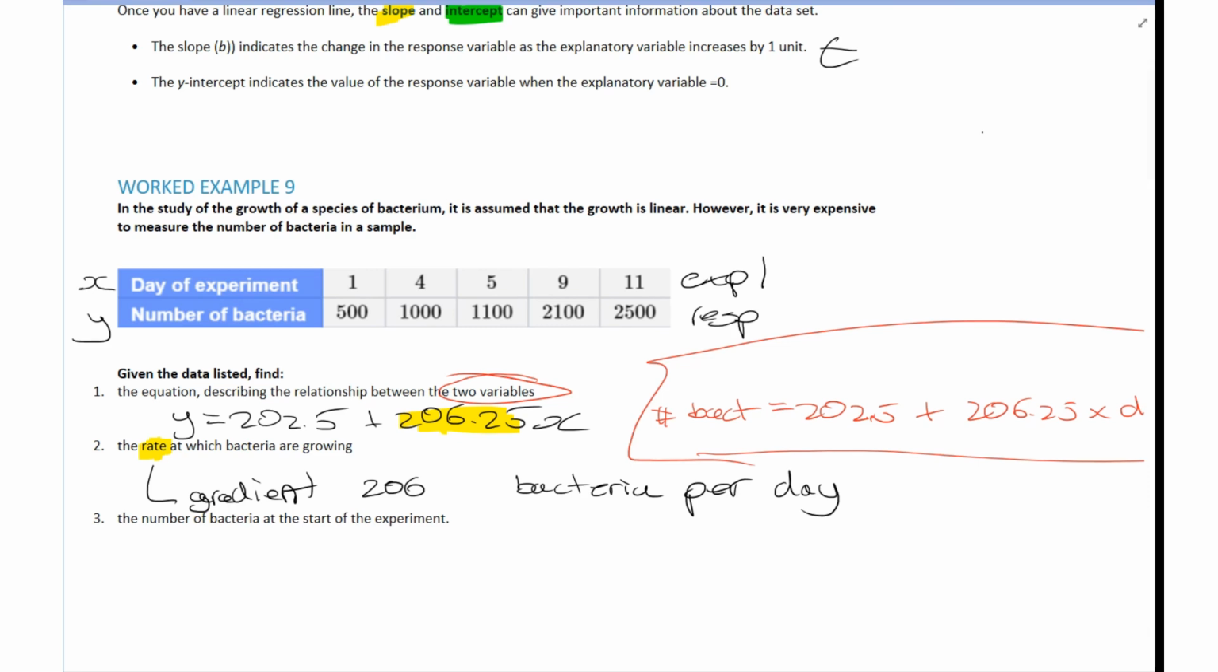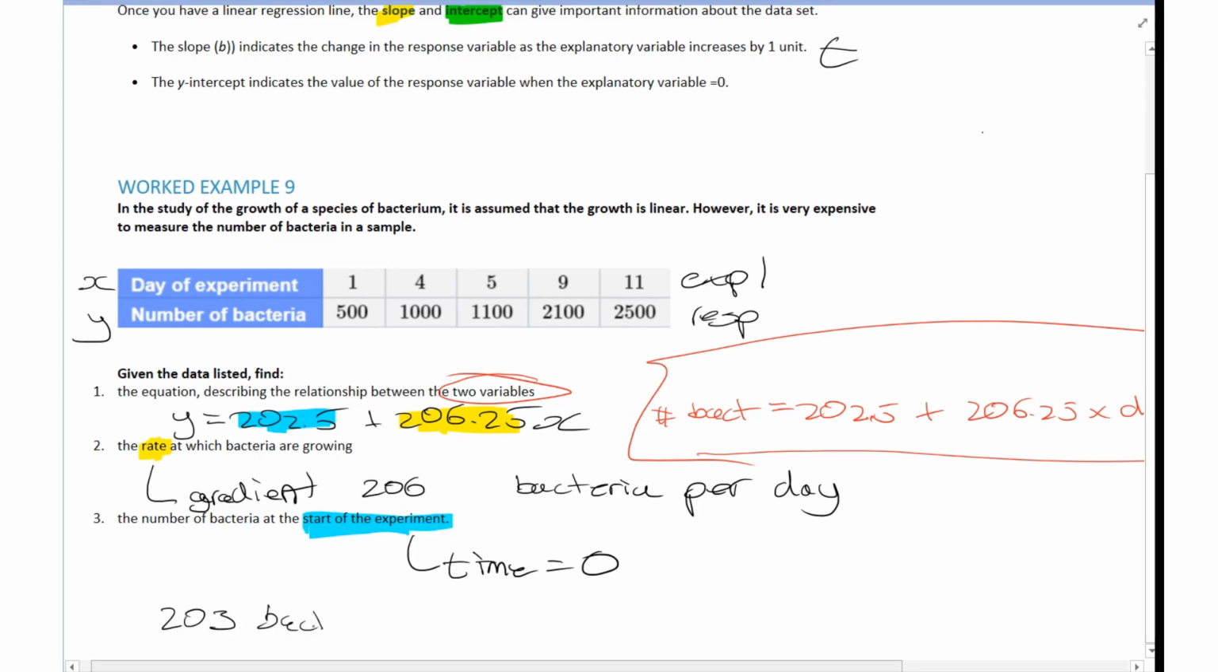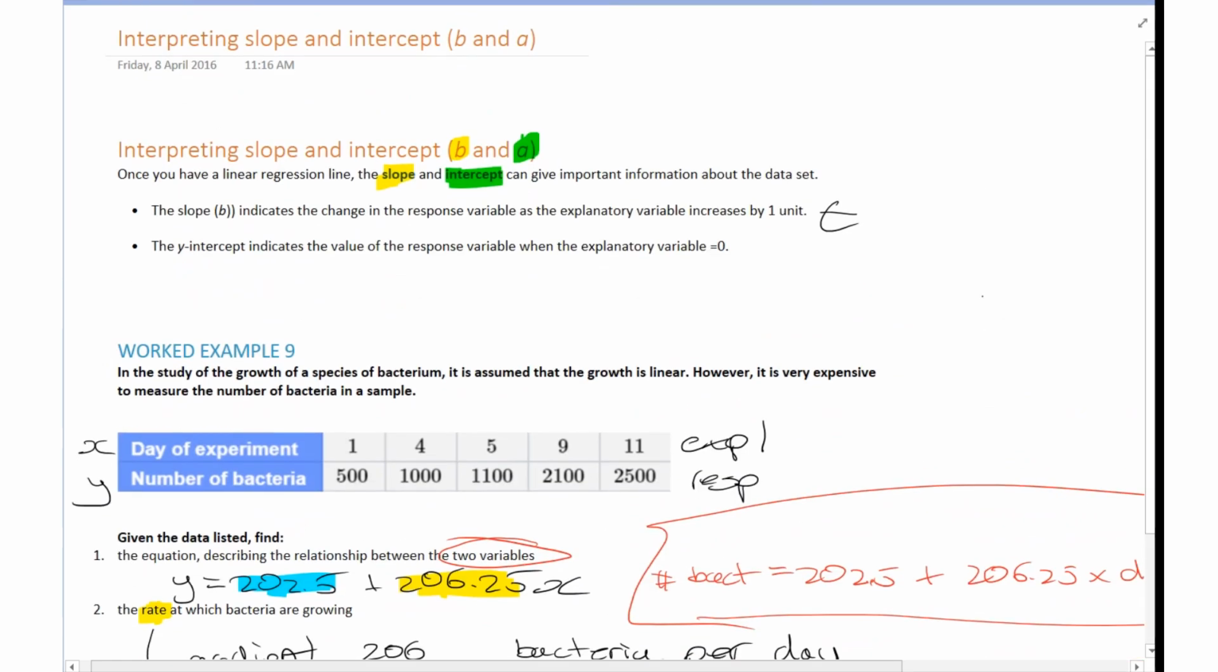Okay, the number of bacteria at the start of the experiment, that's where I'm looking at this value here. The number at the start is saying time equals 0. That's what the y-intercept is telling us. So at the start I'm going to have 202.5, and I've got to round it, so basically 203 bacteria at the start. Okay, and that's how we need to start interpreting these slopes and intercepts.